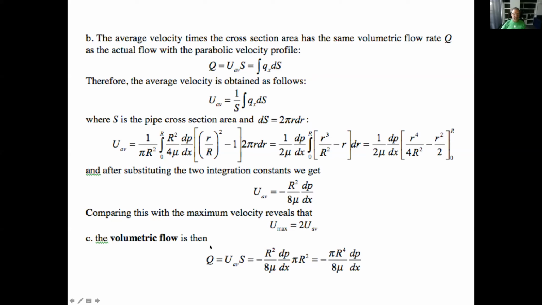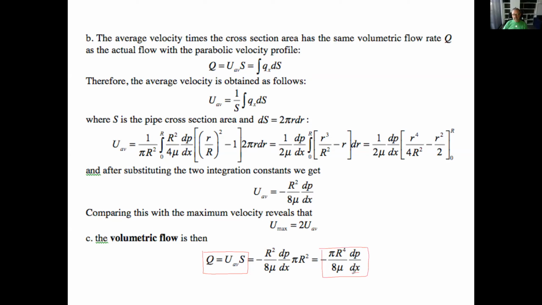Now, here we can do volumetric flow rate. And this is the importance of that formula. We can claim the flow rate in the pipe, because at the end of the day, if it's a pipeline, you want to know how much fluid is going through. So it's the average velocity times the area. The area is pi r squared. We take the average velocity from here, so we end up with this relation.